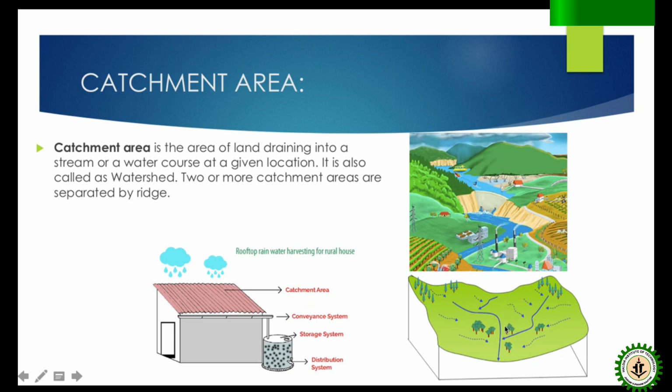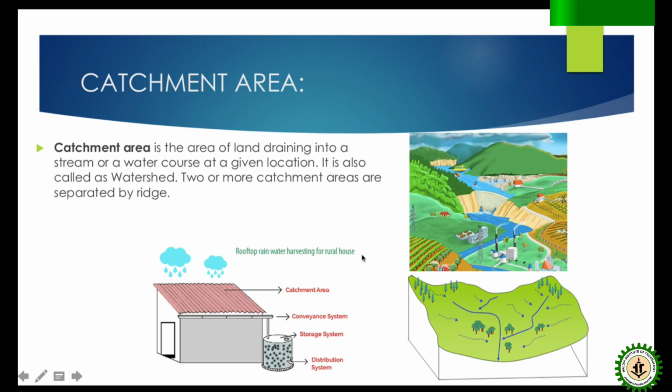Catchment area is a terminology. It is also used for household purposes. If you have a rooftop, whenever precipitation occurs, this water is collected in a conveyance system and then connected to a distribution storage system. Yes, this is a storage tank. From here it is distributed. This water could be used for washing purposes or other sanitary purposes. So at least this water is made into some use. So this is about catchment area.